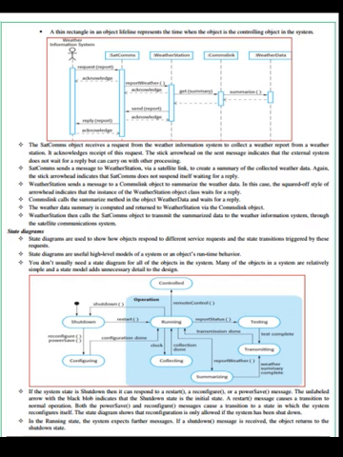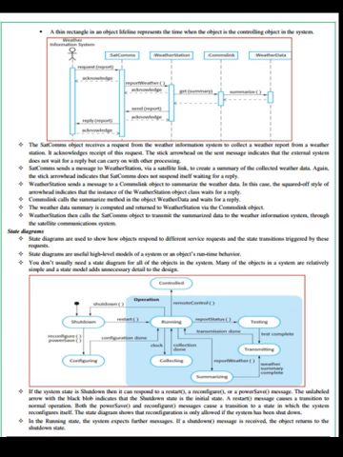The weather data summary is computed and returned to weather station via the comms link object. Weather station then calls the SATCOMS object to transmit the summarized data to the weather information system through the satellite communication system. Now let us see state diagrams.